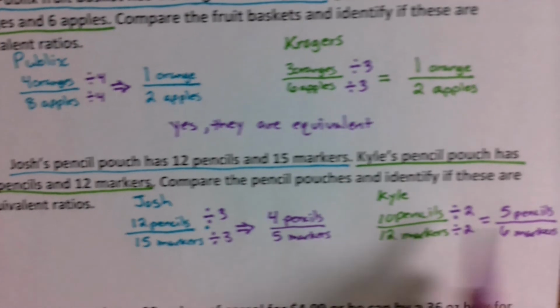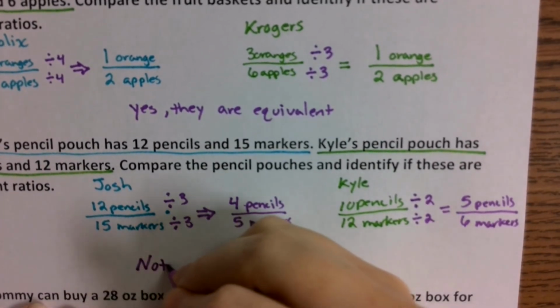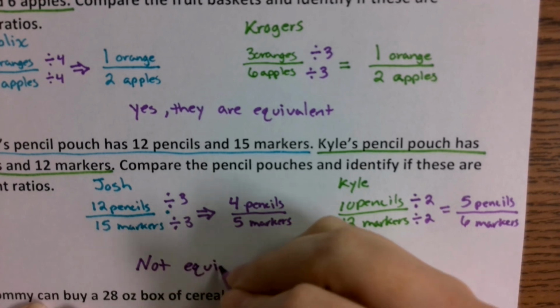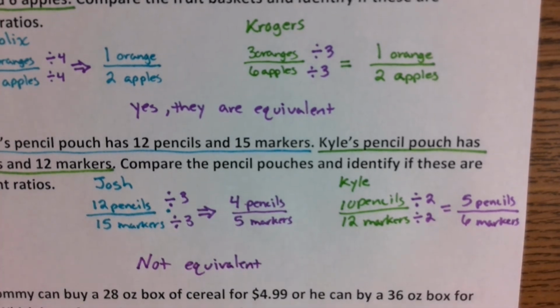Are they equivalent? Are they the same? No. So these are not equivalent. Okay, 4 over 5 and 5 over 6 are not the same. They have to be equal.